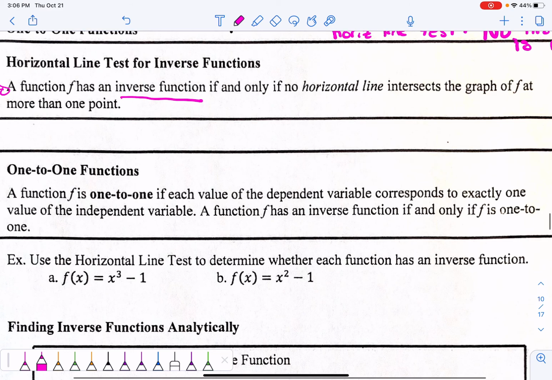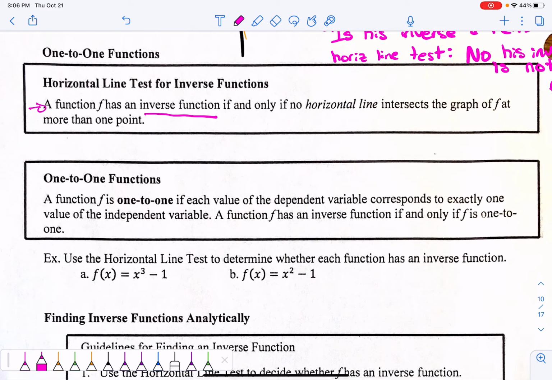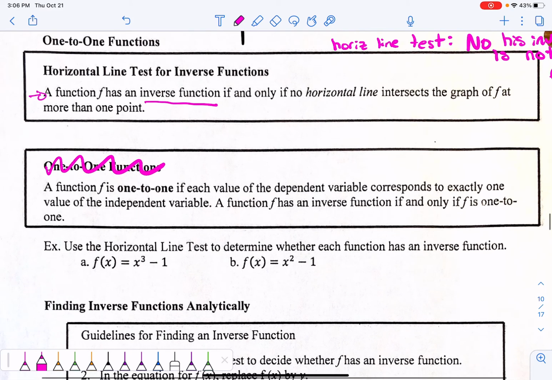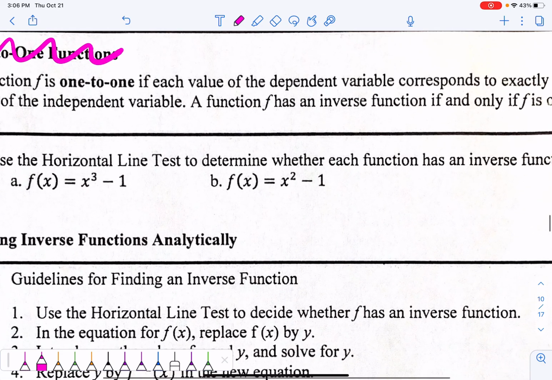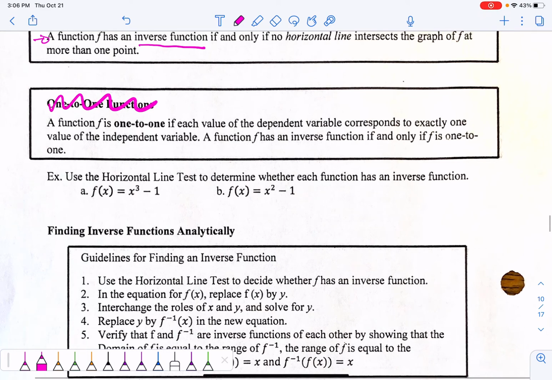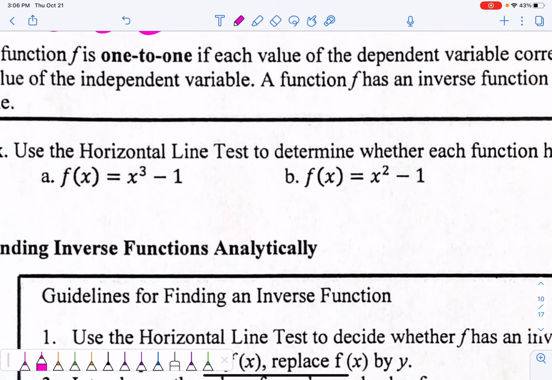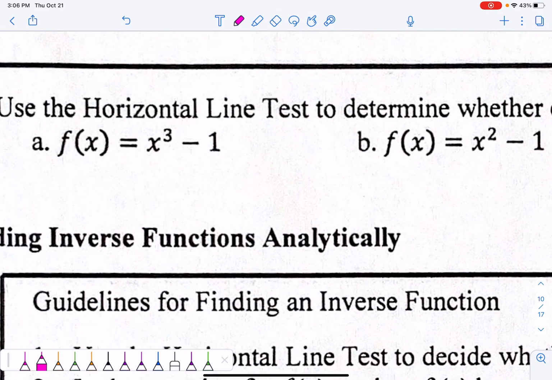I'm going to skip the definition of one-to-one. I don't like the definition of one-to-one. Let's go down to the example. Use the horizontal line test to determine whether each function has an inverse function or not. Just because it doesn't have an inverse function doesn't mean it won't have an inverse relation, but it won't be a function. So part A is x cubed minus 1, and what I'm going to do is think about this parent function and what it looks like.